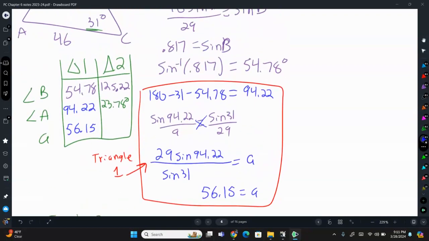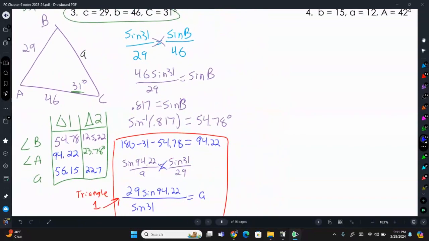So we go up here, 22.7, and then we're going to make sure that these triangles make sense. The largest side in triangle 1 is side A at 56.15, so the largest angle should be angle A at 94.22 degrees. That's true. In triangle 1, the smallest side is side C at 29, so that means 31 degrees should be the smallest angle.